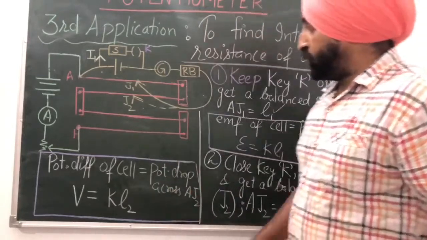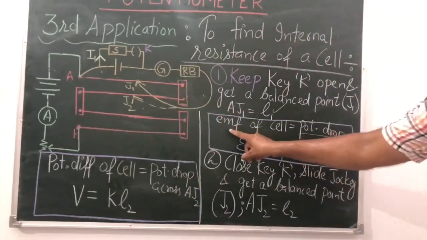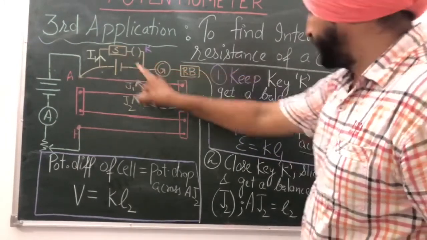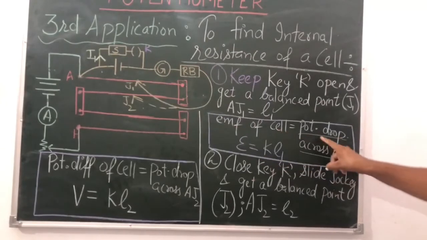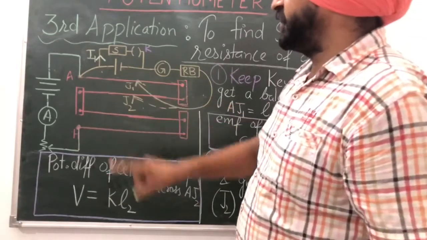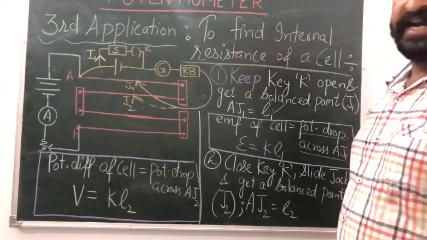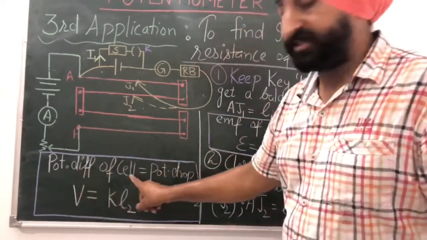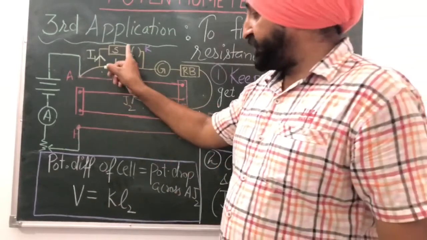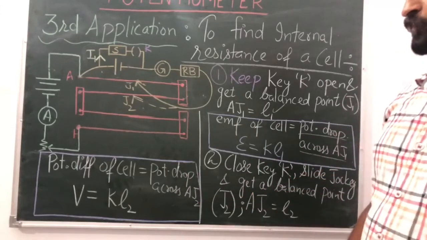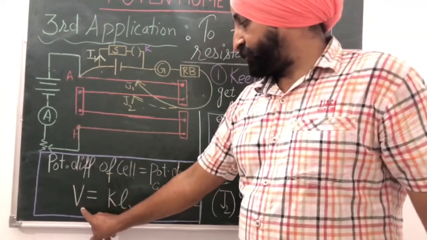Fine. So earlier we have written EMF of the cell when this shunt was not there in the circuit. So at that time EMF of the cell was equal to potential drop across AJ1, that is E is equal to K L1. But now when this cell is being used, we cannot write EMF. So what we will be writing? We will be writing the potential difference of the cell. So now the potential difference of the cell will be equal to the potential drop across AJ2, and we denote it with V.